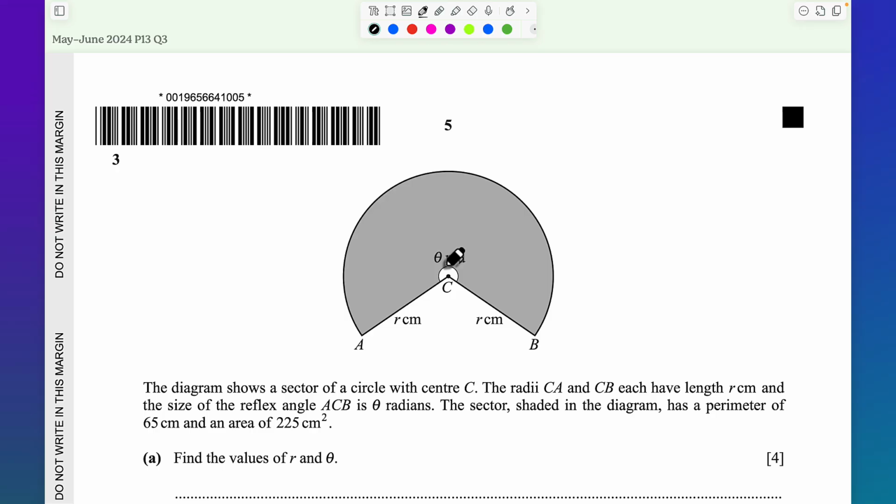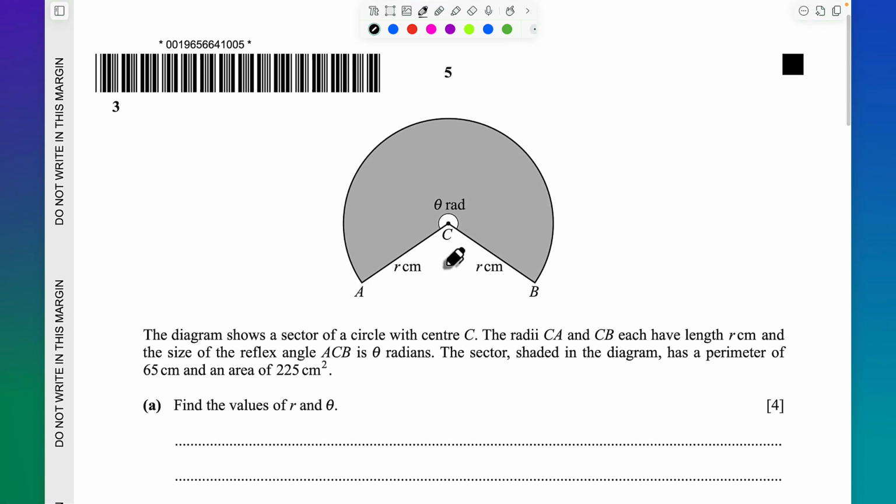The moment you do that, you also see arcs and circles, so this is probably a circular measure problem. Now let's read the question. Actually, no, before we read the question, we can see that we have a center C, we have radius R, and this angle that goes on the outside, which is greater than 180 degrees, is theta radians. Then we have point A and point B, which are both on the circumference.